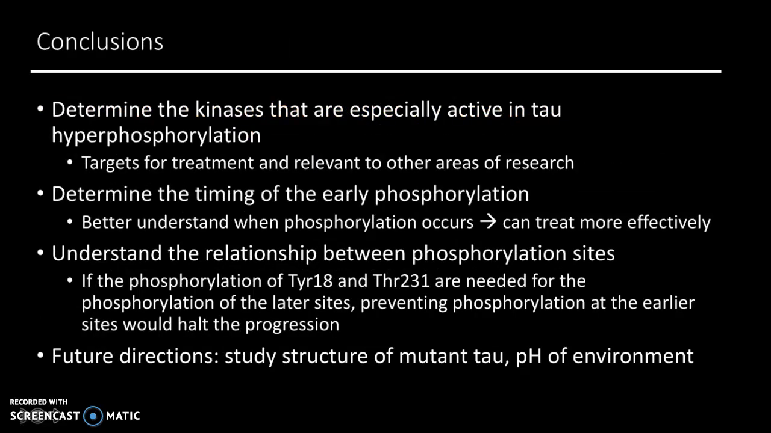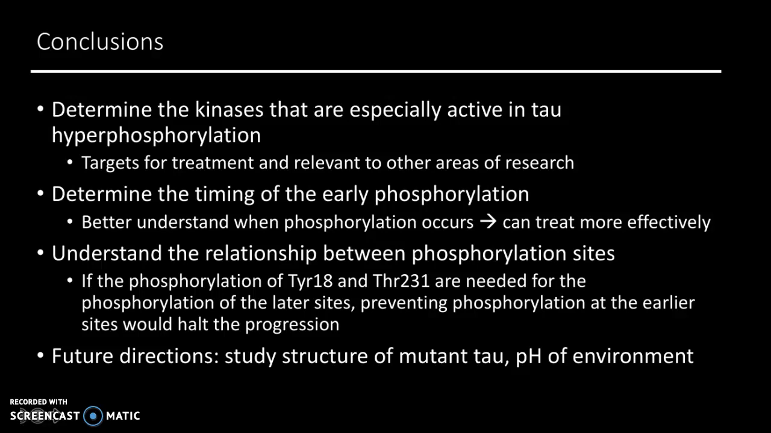So the conclusions that I plan on taking from my experiments, first, I determined the kinases that are especially active in tau phosphorylation. This has potential to be a target for treatment, and it's also relevant to anyone that's working with tau or proteins that are phosphorylated in the brain. Treatment options for not just Alzheimer's disease, but Parkinson's and others as well.